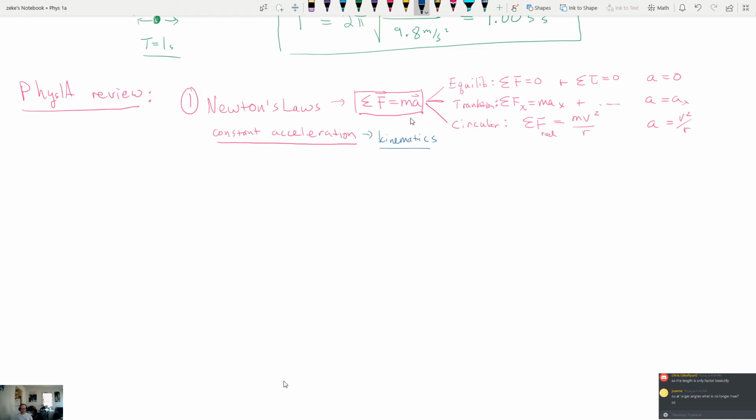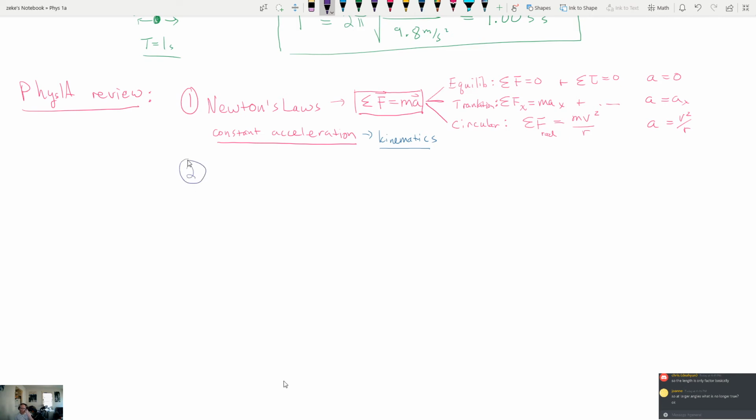Now, Newton's laws can refer to systems in which the acceleration is not constant, but in physics 1A, that's not something you see very much, or at all, as far as I can think about it, right? Okay, a lot of details here, but the big thing is Newton's laws are one of the core fundamental principles of physics 1A, okay? All right, second.